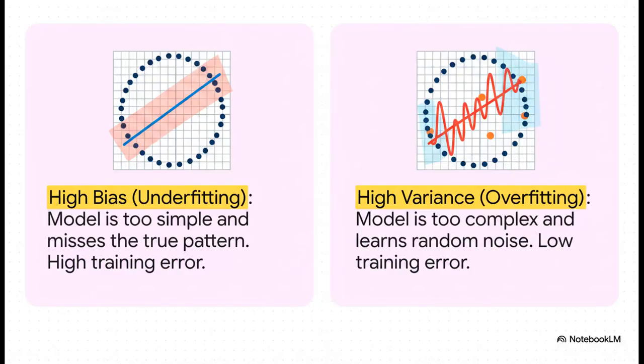So let's put them side by side to make it super clear. High bias, that's underfitting. Means your model is way too simple. It misses the real pattern, and so it performs poorly, even on the data it was trained on. High variance, that's overfitting, is the opposite problem. The model is so complex that it doesn't just learn the pattern, it learns all the random noise too. So it looks amazing on the training data, but then it fails miserably on new data.